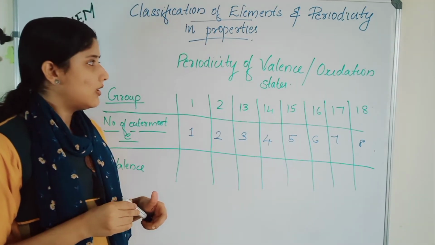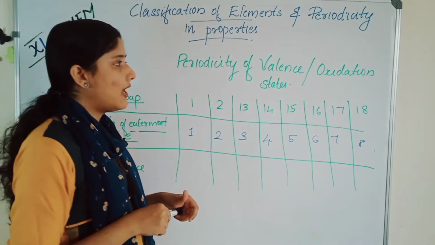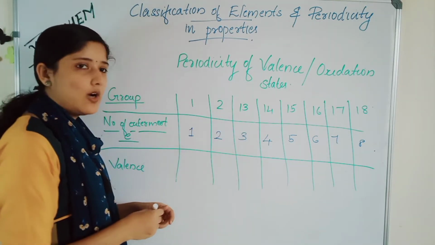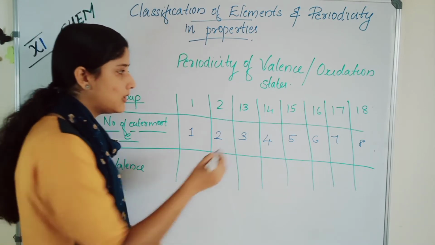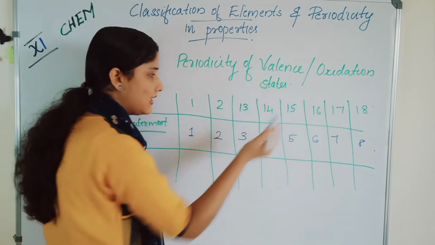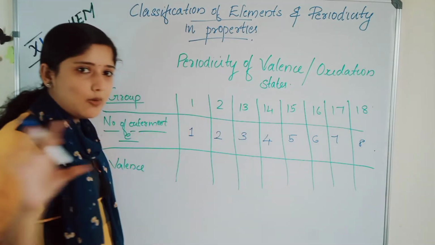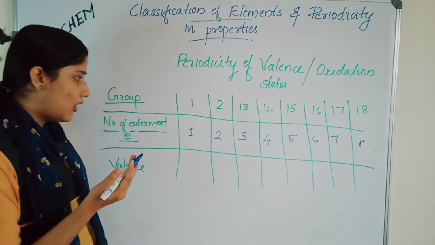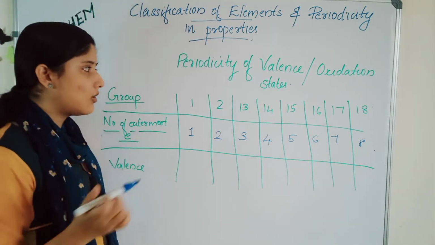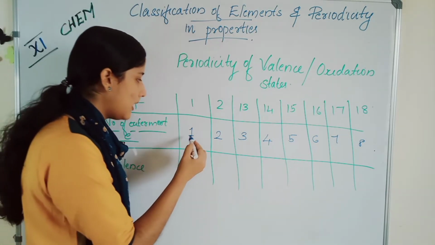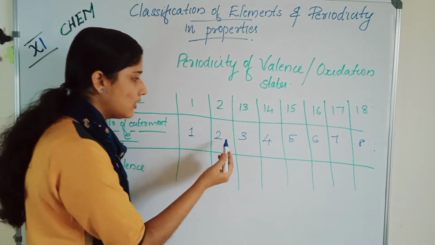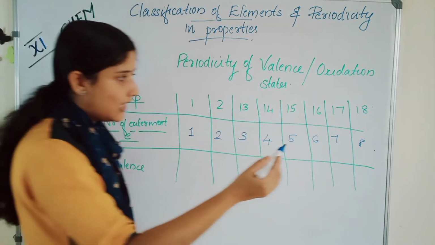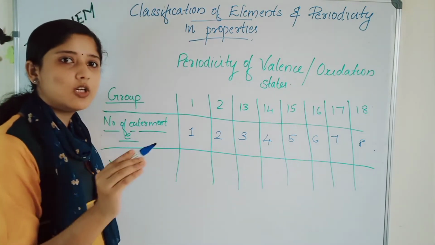Now let's look at the variation of the periodicity of valence or the oxidation state in each group. I have written the group numbers, group 1, 2 and then from the p block group 13, 14, 15, 16, 17 and 18. In between here there will be d block elements that we will study later in detail in the d block chapter. Now let's look at the number of outermost electrons in each group. The first group number of outermost electrons is 1. For the second group 2, 3, 4, 5, 6, 7, 8 like that goes. And for the 18th group it is 8 outermost electrons.